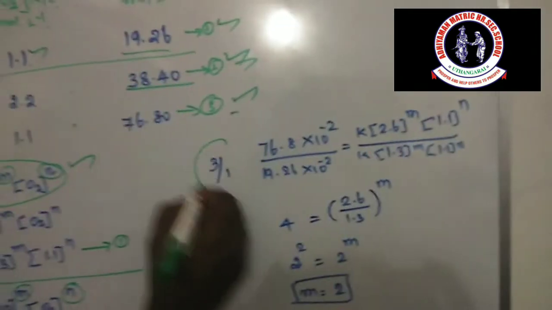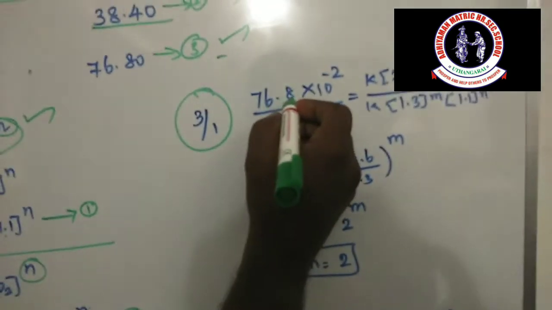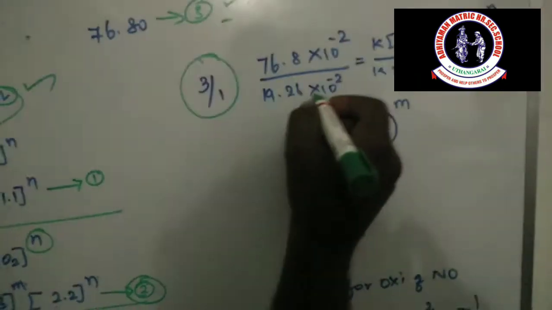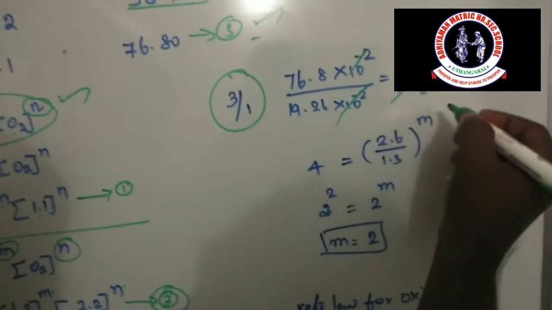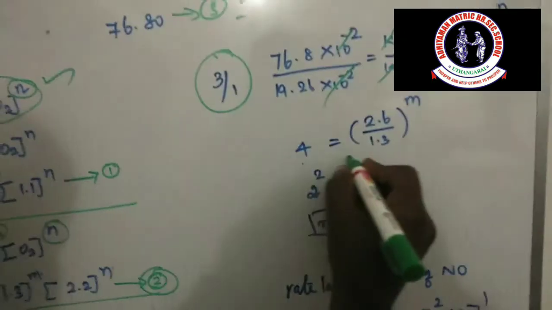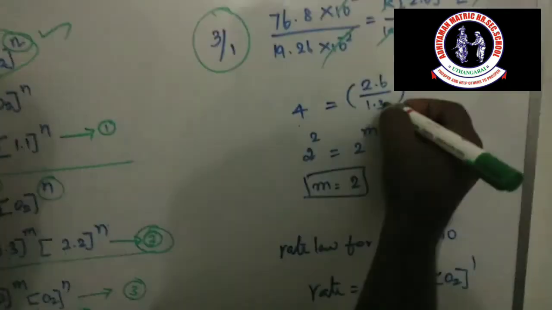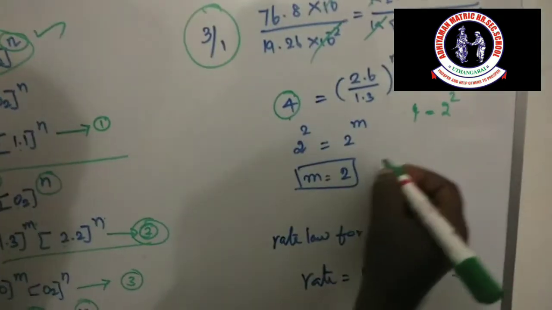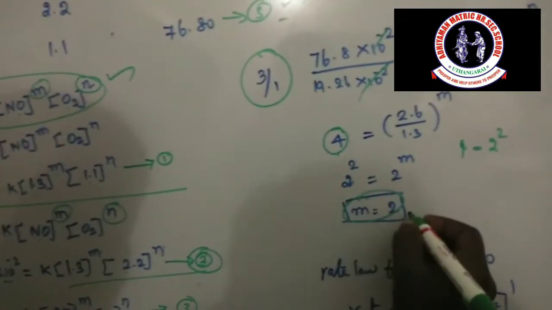Next, equation number 3 divided by equation number 1. So 76.8 into 10 to the power of minus 2 divided by 19.26 into 10 to the power of minus 2. Okay, the K value is also cancelled, and 1.1 is also cancelled. Now for the M value, 4 is equal to 2.6 power M divided by 1.3 power M. So 4 is equal to 2 power 2. So 2 power 2 equals 2 power M, where M is equal to 2.